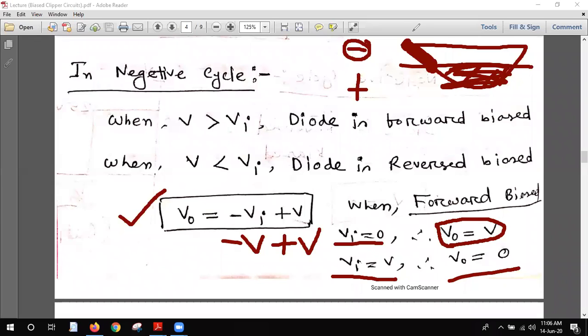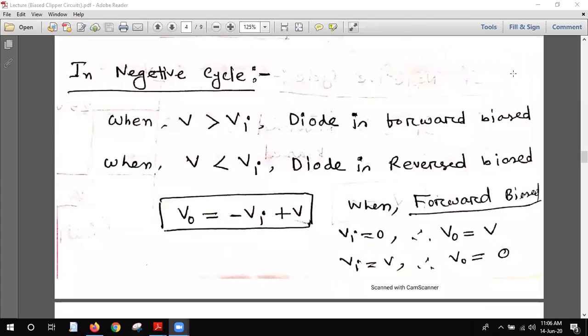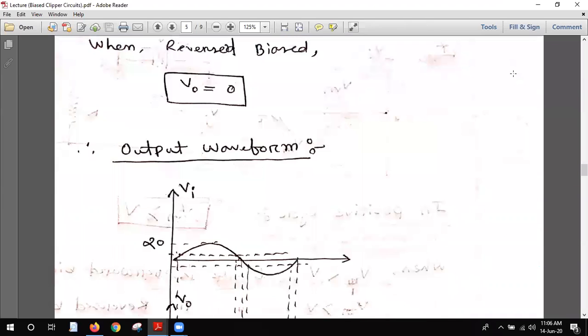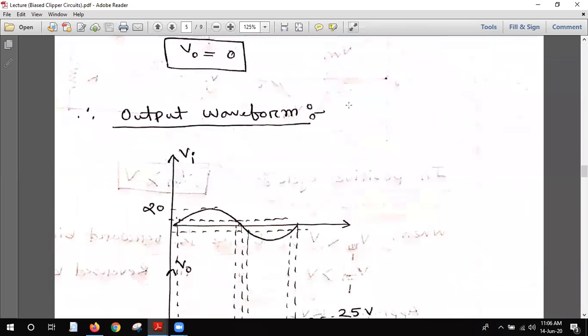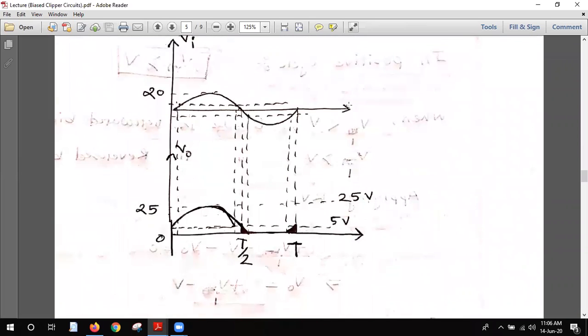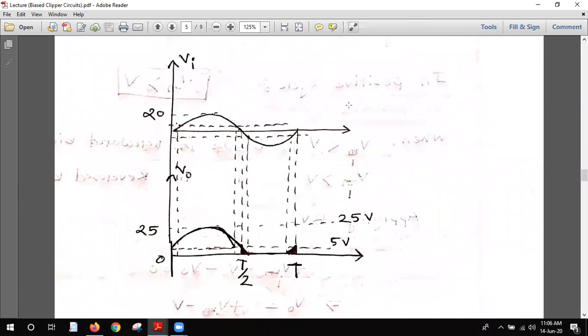Okay, so let's go to the drawing directly. You see that it is written that when reverse biased, the output will be 0. So if we go to the output diagram, it will give us a much clearer idea. This is the positive cycle. I already told that the starting point will be 5 volt. This is the starting 5 volt.